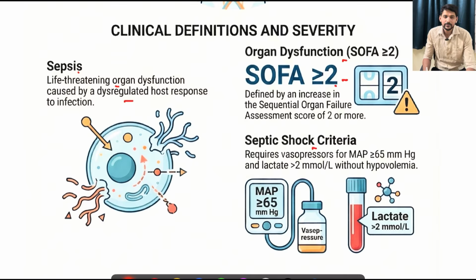Coming to septic shock, usually in sepsis, we will be giving initial fluid, but after that also, if the individual is requiring vasopressors to maintain mean arterial pressure of more than 65, or if the lactate level is more than 2 millimoles per liter, then we will consider that case is in septic shock.